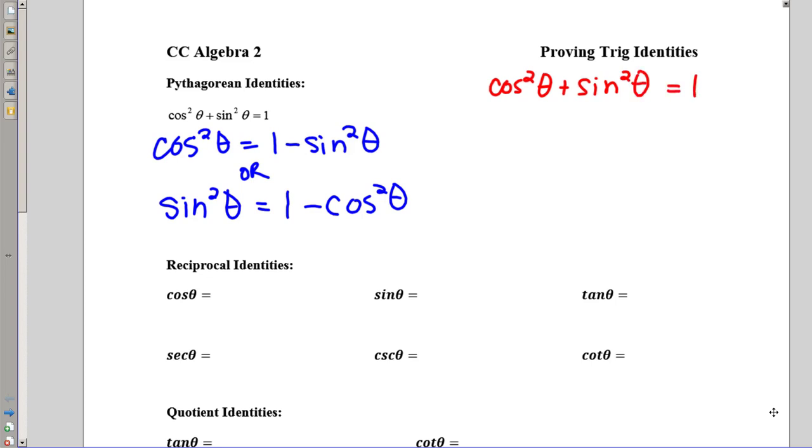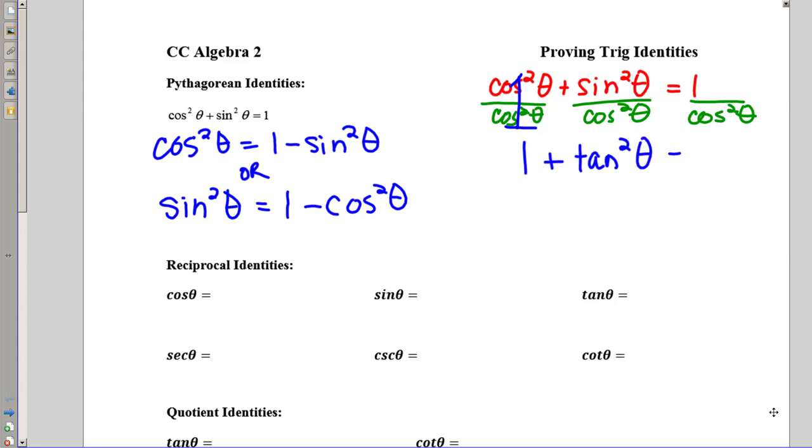And if you were to divide all of these by cosine squared, you come up with a new Pythagorean identity. So cosine squared divided by cosine squared is 1. Sine squared divided by cosine squared is tangent squared. And 1 over cosine squared, hopefully you recall, is secant squared.